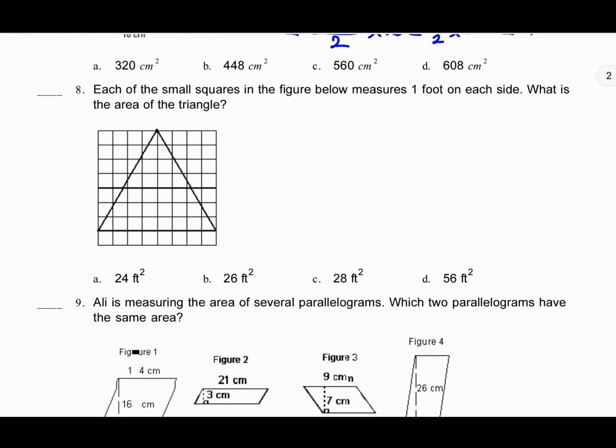Next, each of the small squares in the figure below measures 1 foot on each side. What is the area of the triangle? As we said before, area of the triangle equals base times height divided by 2, or half base times height. So let us count the base. Yes, it's 8, and the height 7 units, divided by 2. We can simplify, or even you can multiply then divide. So the answer would be 28, which is C.